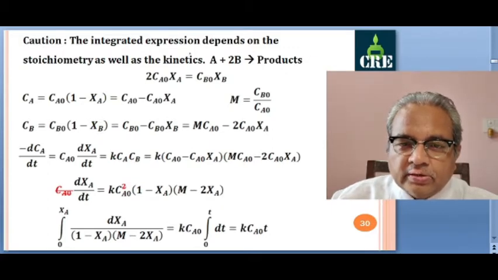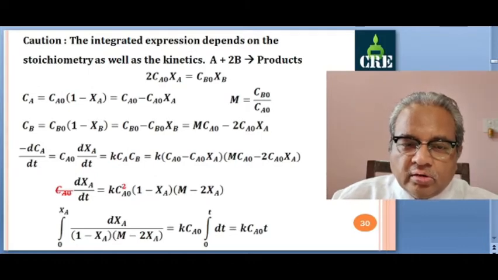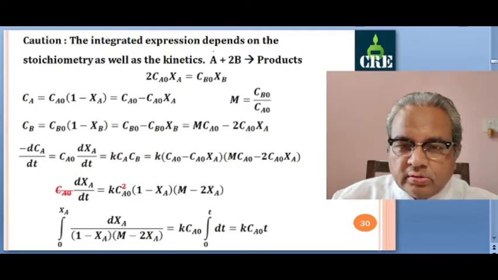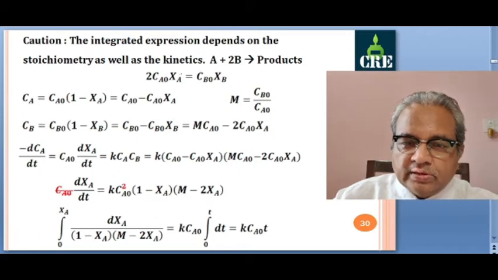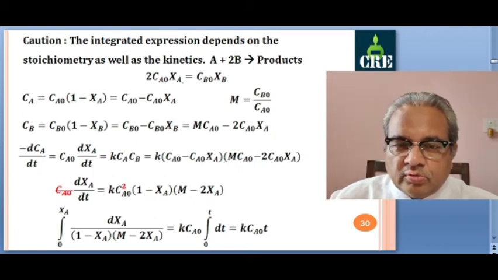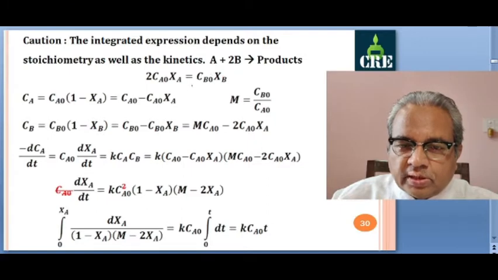And the kinetics, the rate law for this particular reaction, we'll consider as k CA CB, that is first order with respect to A and first order with respect to B. So if 1 mole of A reacts with 2 moles of B, minus rA is equal to minus rB by 2, that is, minus rB is 2 times minus rA.